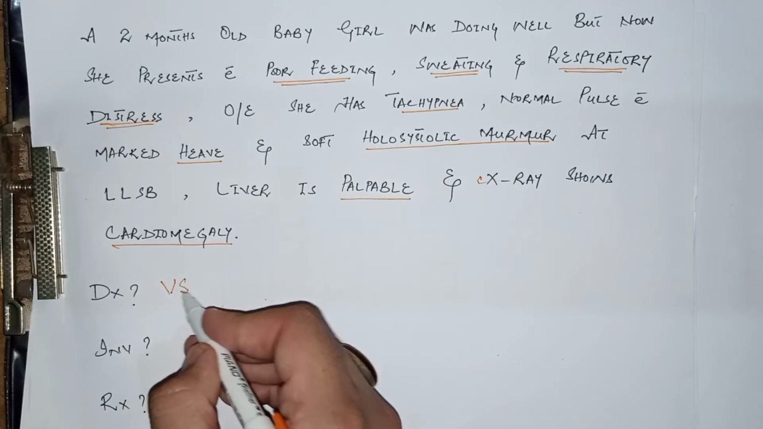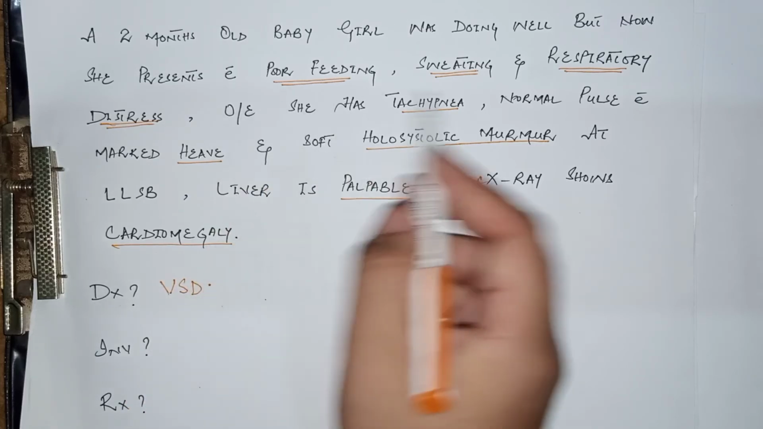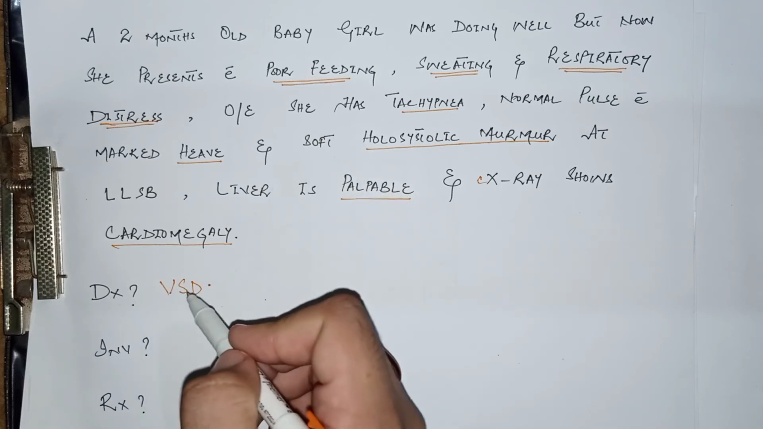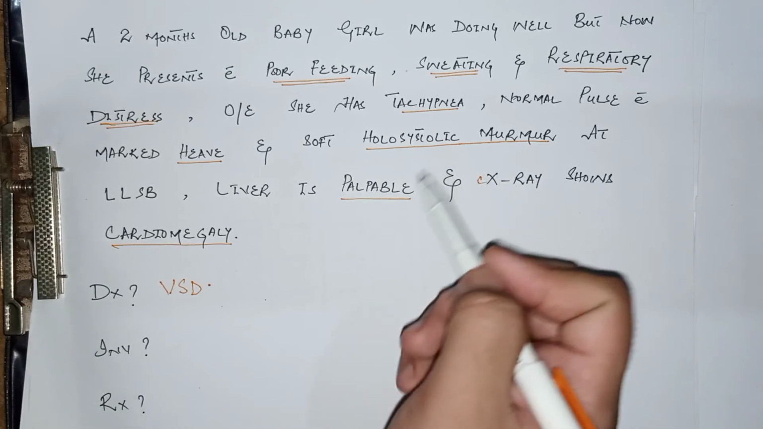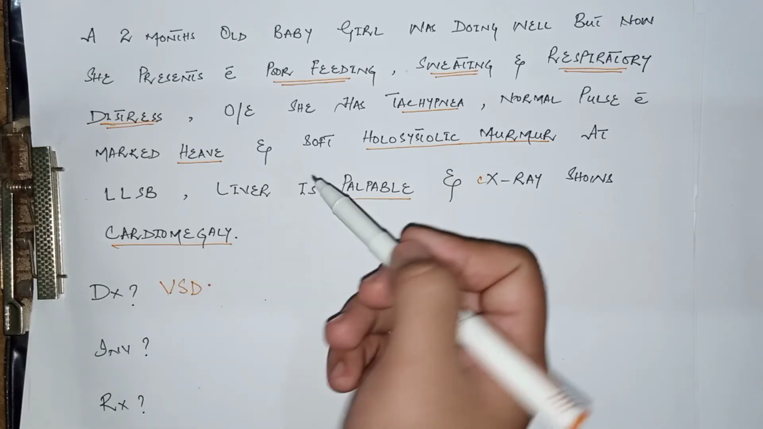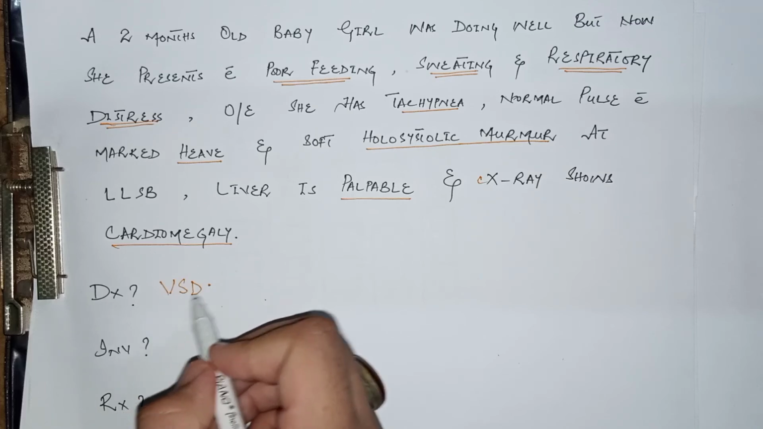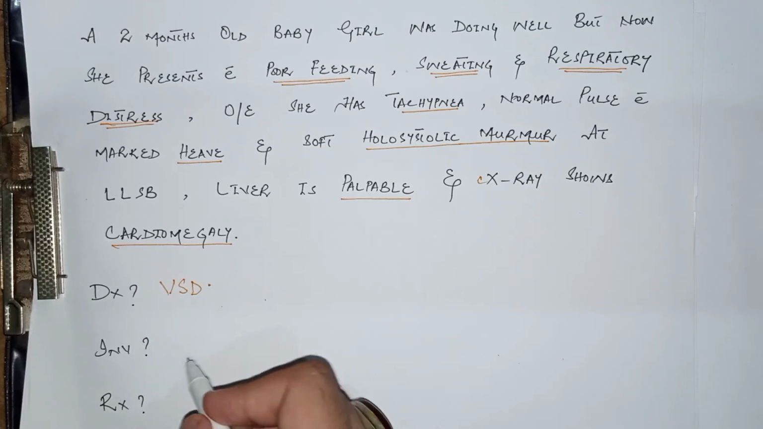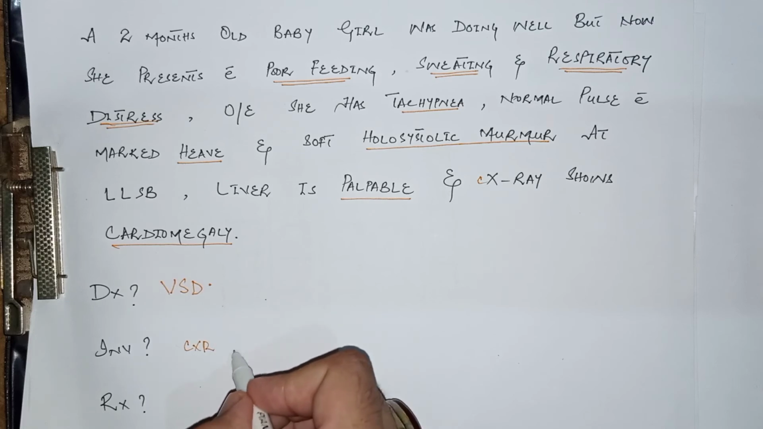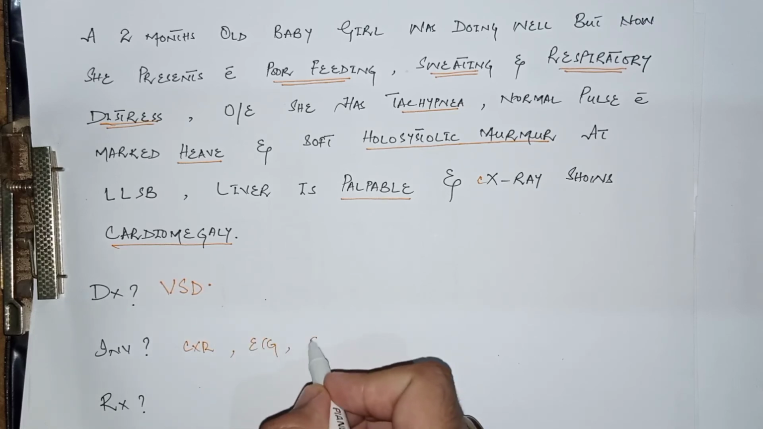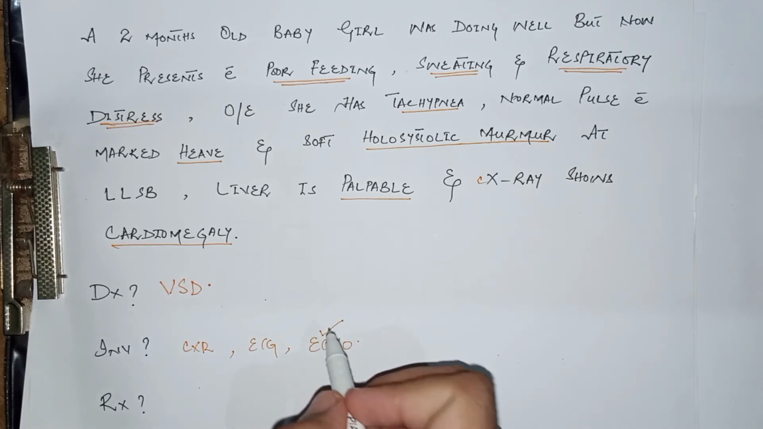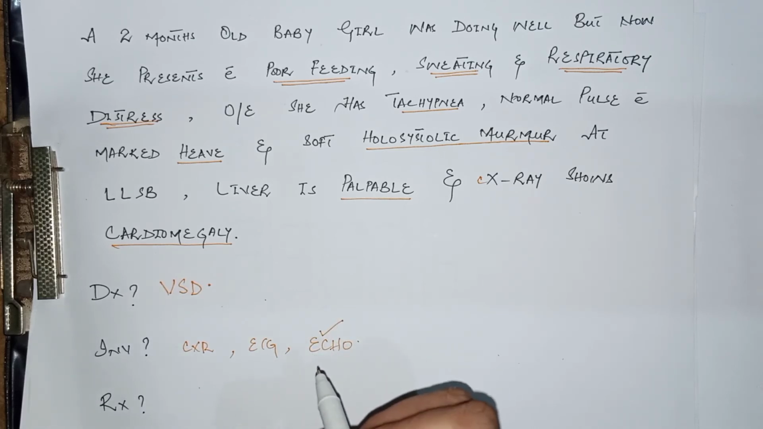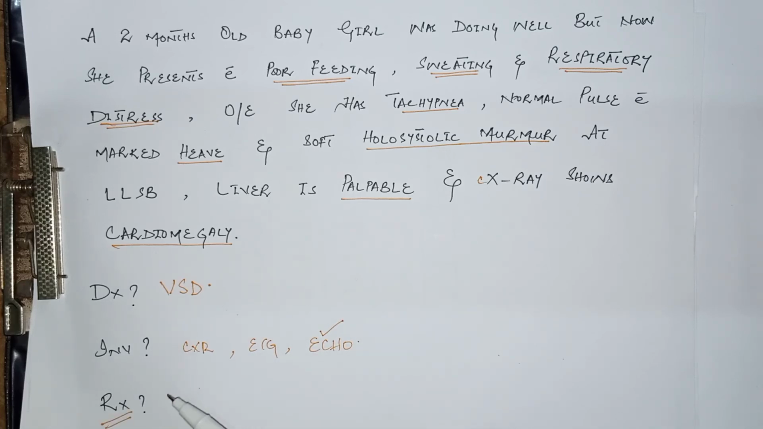This patient has ventricular septal defect because these all are the features of the VSD. This is advanced VSD. The patient has developed the features of cardiac failure as well in this case, that is, palpable liver and cardiomegaly. So the diagnosis is ventricular septal defect. The investigations include the chest X-ray as the initial investigation, ECG, and the echo. The most important one is echo because it will detect the size of the VSD as well. The management is medical as well as surgical repair, as we have discussed previously.